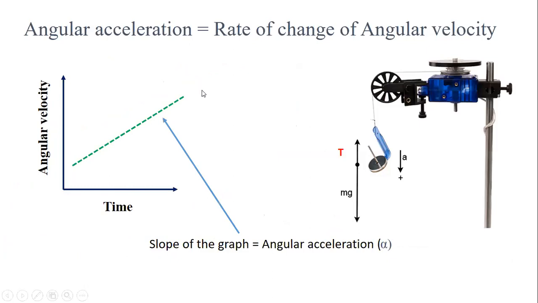If you calculate the slope, meaning the rise over run of this graph, it's going to be the change in angular velocity divided by time. Change in velocity over time is the acceleration, and this is angular, so it's going to be the angular acceleration. So simply we can take the slope of this graph, and it will give you the angular acceleration of this object.